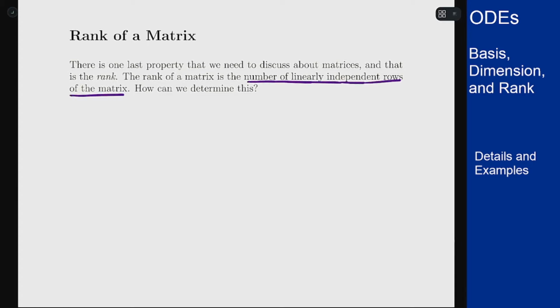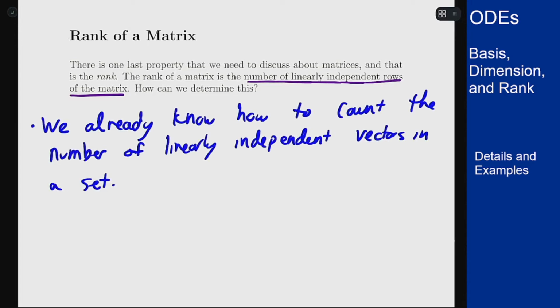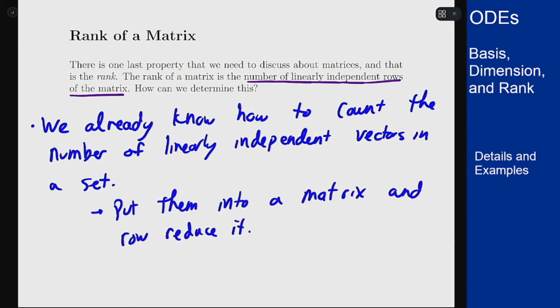We're talking about columns before, and we'll get to that in a moment, but we're thinking now about linearly independent rows of the matrix. How can we go about determining this? Well, we already know how to count the number of linearly independent vectors in a set. We put them all into a matrix and we row reduce that matrix. However, that method we've done previously involved putting the vectors that we cared about as the columns of the matrix and not as the rows.